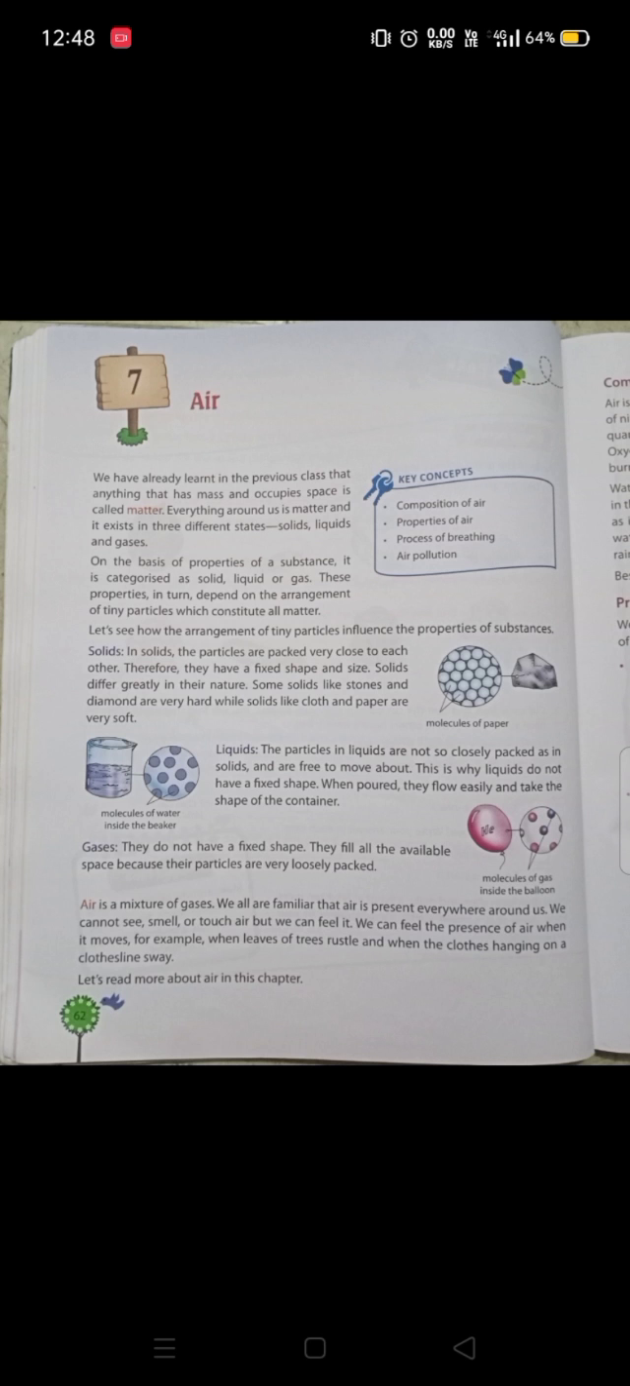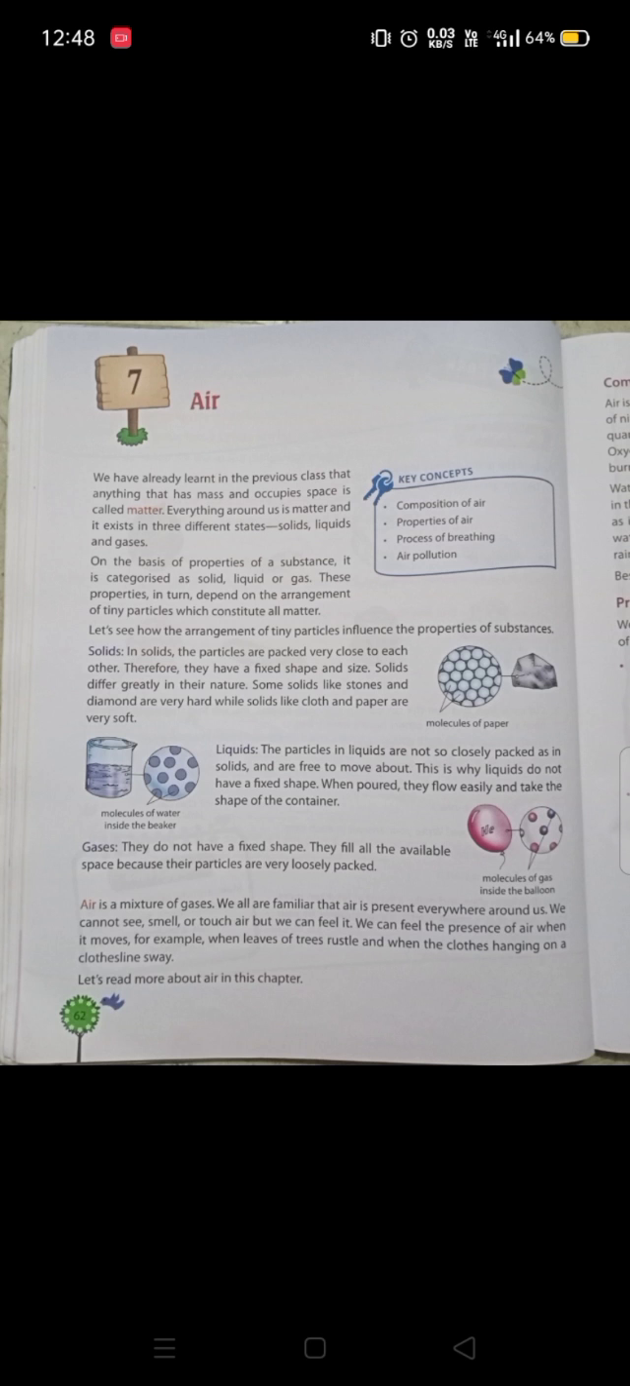This is why liquids do not have a fixed shape. They take the shape of the container in which they are kept or in which they are poured. When poured, they flow easily and take the shape of the container. You know, if we pour milk in a glass, it is going to take the shape of the glass. If we put water in a jar, it is going to take the shape of the jar.